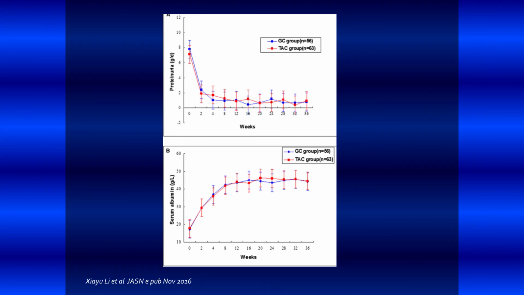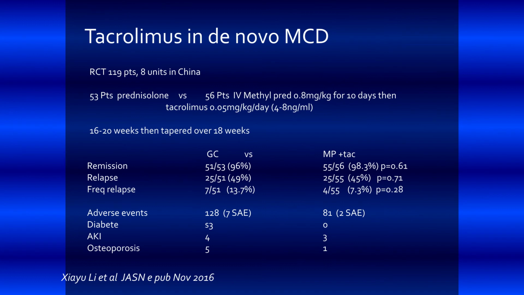And as you can see, there was no difference between the groups. The proteinuria fell at a similar rate, albumin rose at a similar rate. The relapse rates were similar between the groups, but what was hugely different was the adverse events. And you can see here in the steroid group a huge number of adverse events compared to the tacrolimus group, even though they were having 10 days of methylprednisolone to start with.